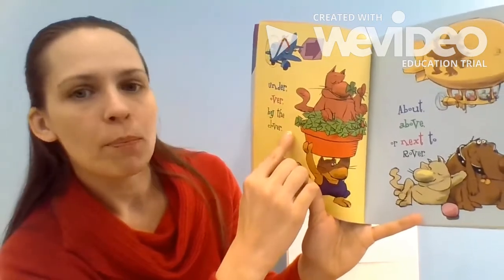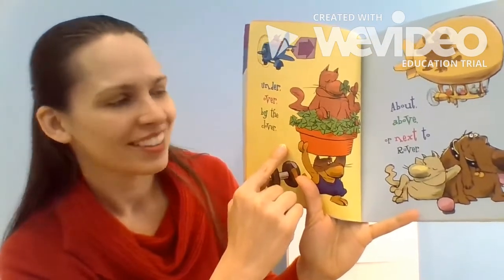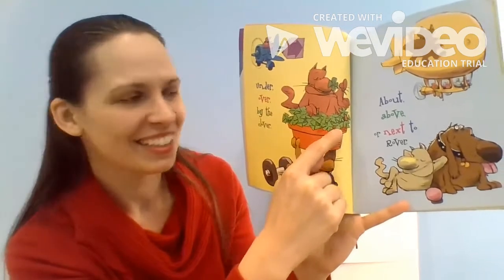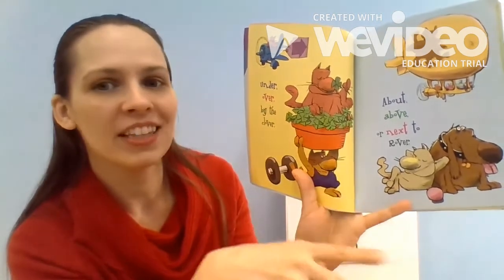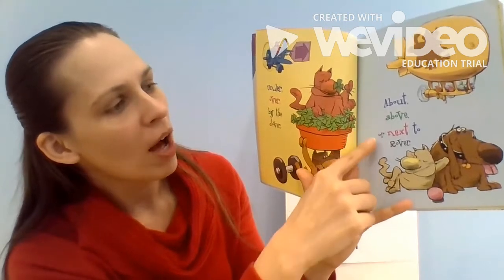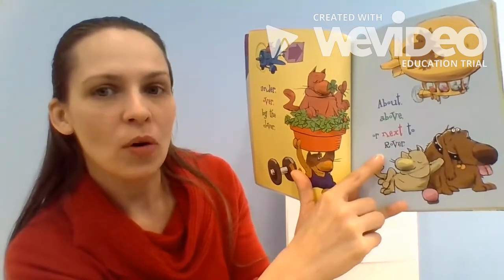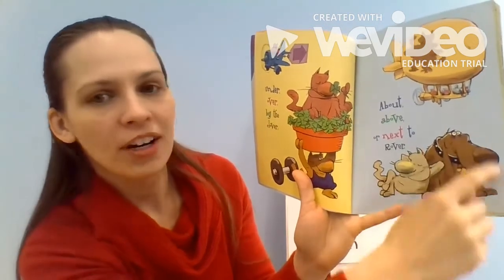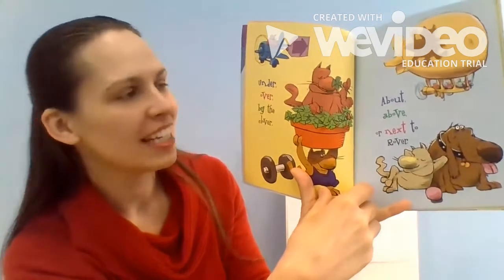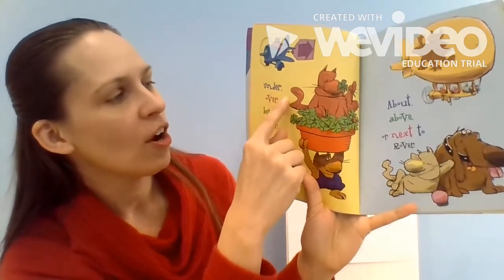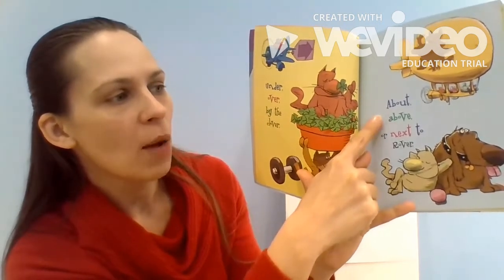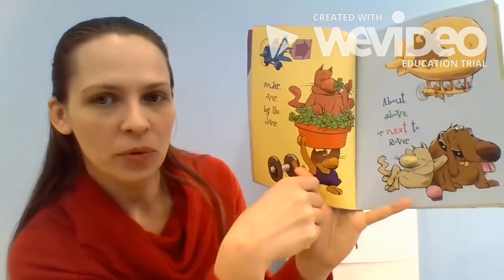Under, over, by the clover. And here's clover. Clover is a plant that grows very commonly in the grass. About, above, next to, rover. Rover is a common dog's name. So the prepositions here are under, over, by, about, above, next to.